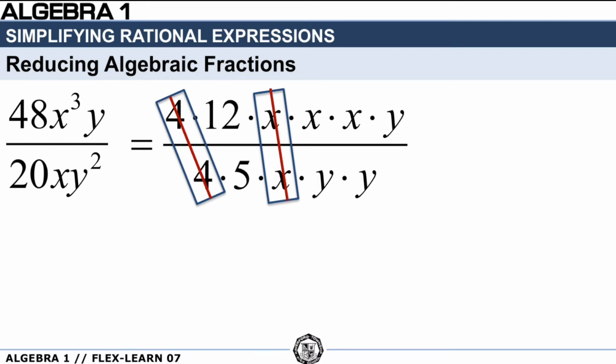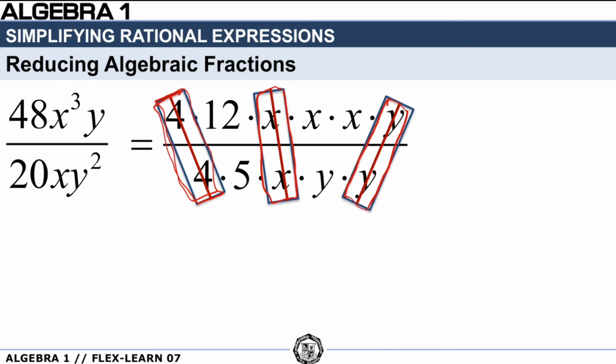Next, I don't have any more x's on the bottom, so I'm going to move on to the y variable. I can make another big giant 1 with the y's, and I can cancel them out. So when I say a big giant 1, notice this is my 1. See that? That's my 1. Because these turn into 1 when they cancel out. 4 over 4 is just 1. X over x is just the number 1. Y over y is just 1.